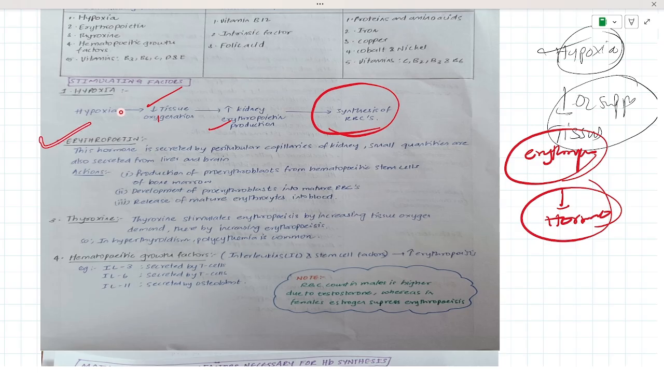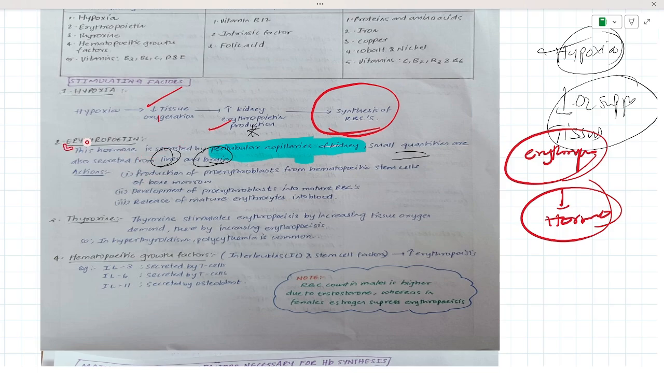The second factor is erythropoietin itself, the hormone erythropoietin. Now look, the hormone erythropoietin is mainly secreted by peritubular capillaries of the kidney. You will be studying this in renal physiology. So peritubular capillaries synthesize the hormone erythropoietin, and small quantities are also synthesized by the liver and brain.